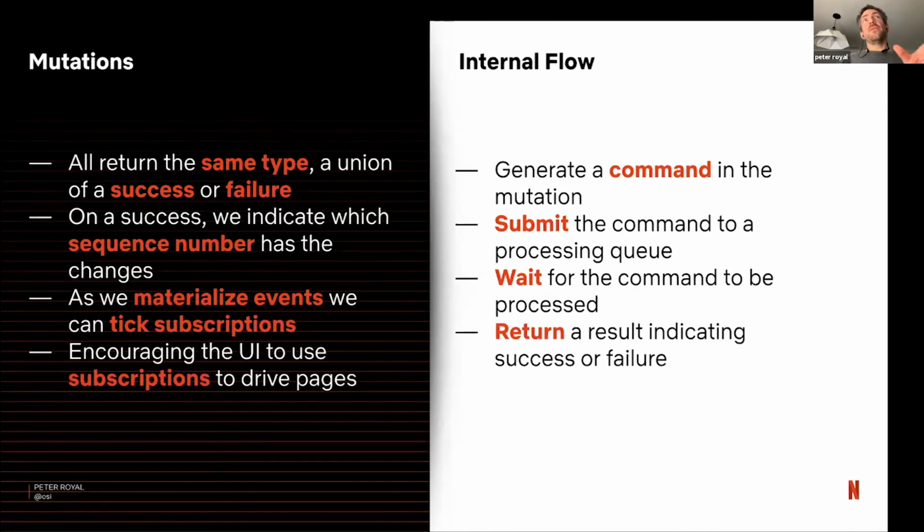For mutations, I've deviated from the general GraphQL recommendation of returning specific answers for a mutation to returning the same answer for each one. And this is to steer the UI to use the subscriptions to drive their pages. When a mutation happens, we'll return a success. If it's a failure, we'll return an error message. That's straightforward. But on a success, we'll indicate what sequence number was the final event that mutation created. And that sequence number is then visible on the entity that we just talked about. And as the subscription ticks, you can watch for that sequence number to appear.